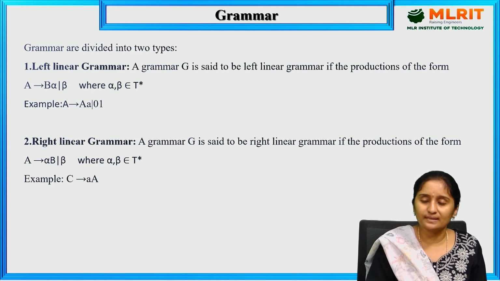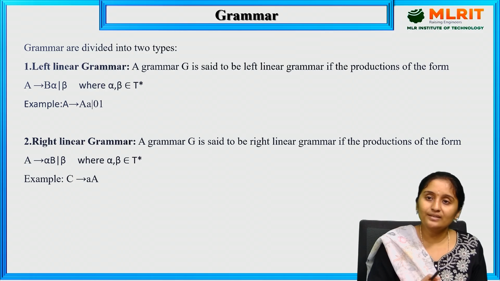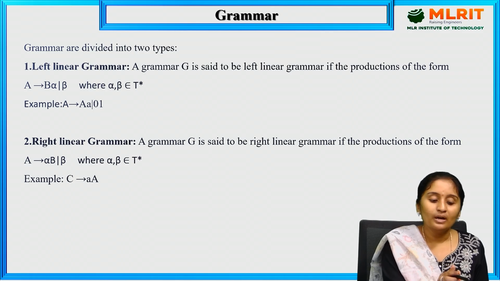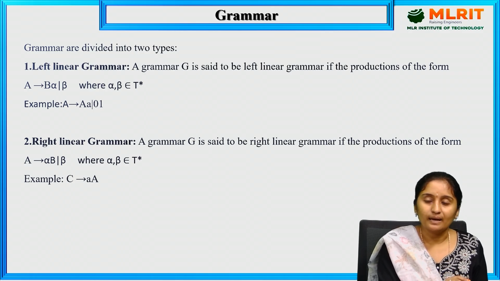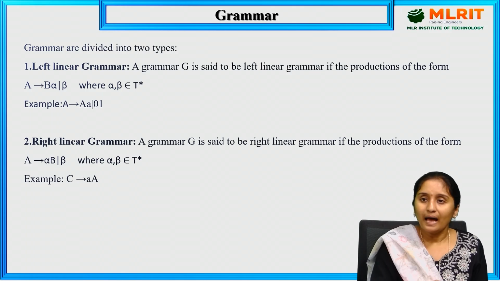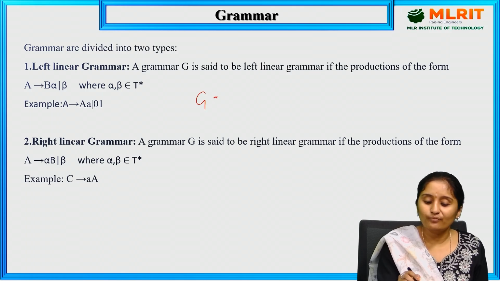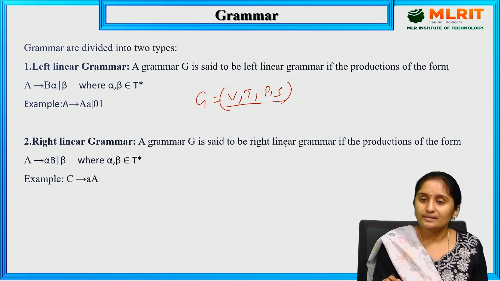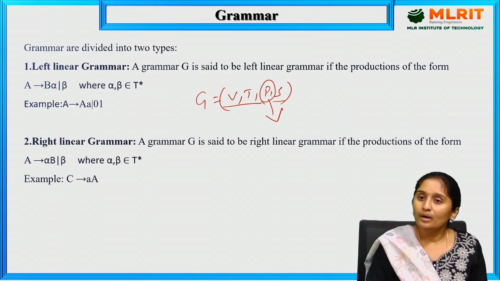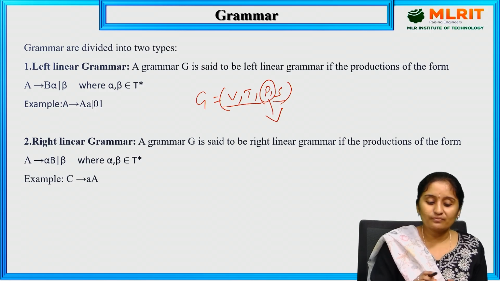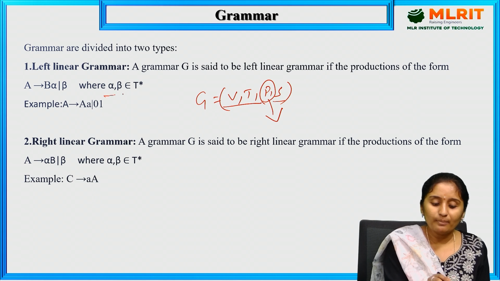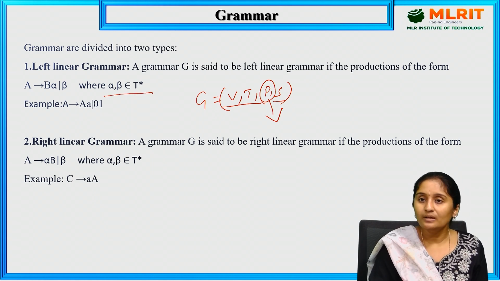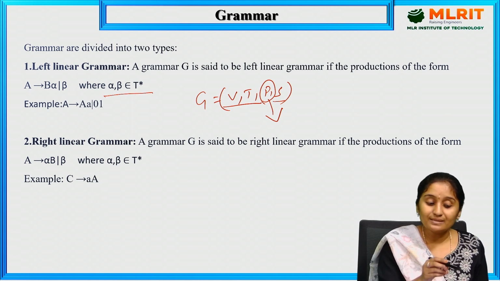So the next one is grammar. Grammar is divided into 2 types, which I have shown you: left linear grammar and right linear grammar. So what is left linear grammar? As I told you, the grammar consists of 4 tuples V, T, P, S. All these variables, terminals and start symbols are the same. Only it differs in the production rules, where alpha and beta belong to the terminals. So here, what is a left linear grammar?